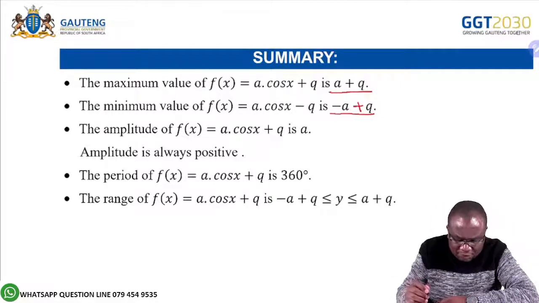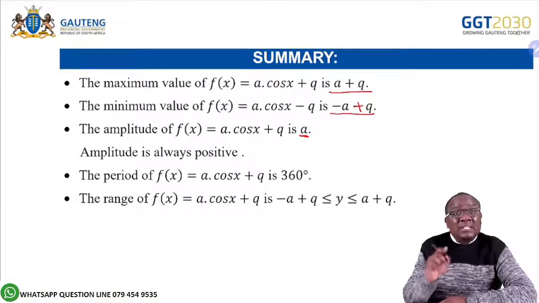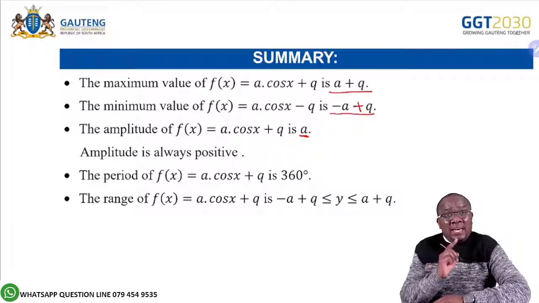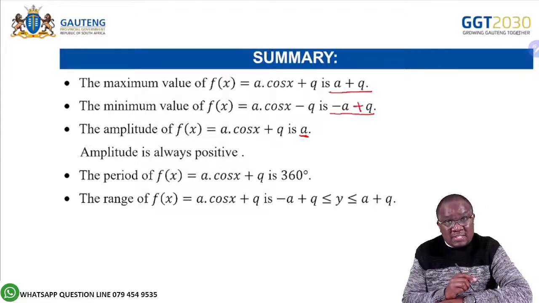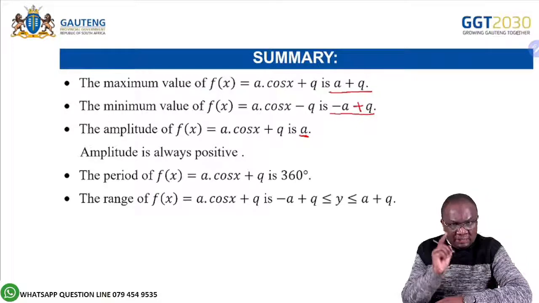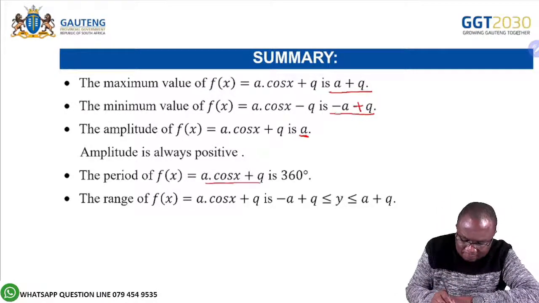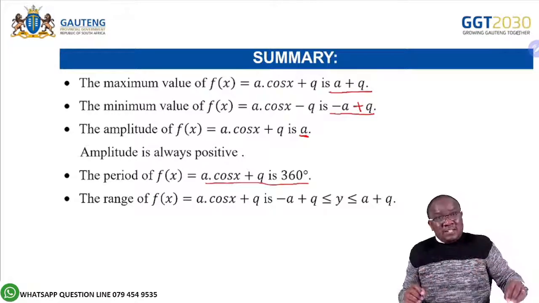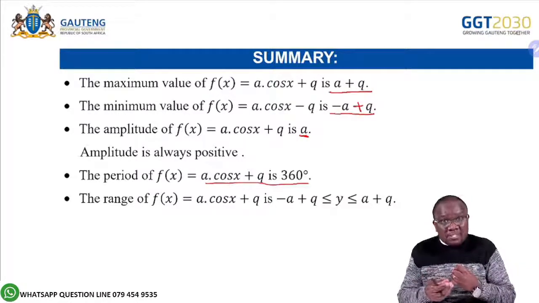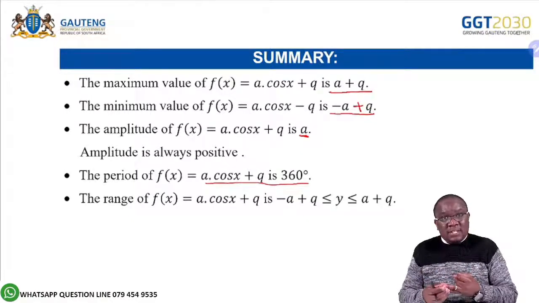And then the amplitude of f of x equals a cos x plus q is a, but remember, amplitude is always positive. Even if your a is negative 3, your amplitude is going to be 3, not negative 3. And then the period for the graph, remember the period is 360 degrees. You must know the periods for these three graphs. The sine x graph, 360 degrees, the period. Cos x graph, 360 degrees. Tan x graph, 180 degrees.